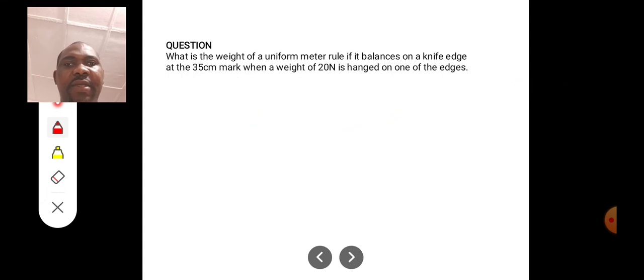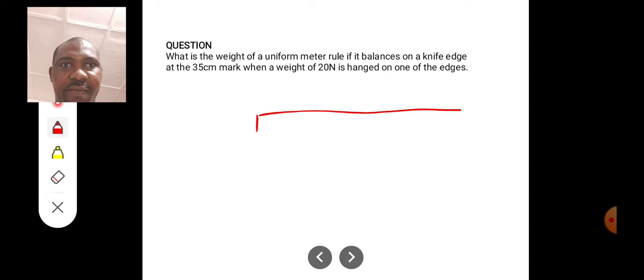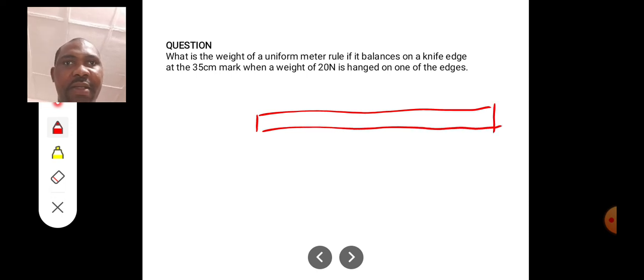Now that is important, okay? Now look at this question. It says, what is the weight of a uniform meter rule? You see the word uniform there. What is the weight of the uniform meter rule if it balances on a knife edge at the 35 cm mark when a weight of 20 newtons is hung on one of the edges? Okay, let's look at this. This rule is a meter rule, so it's calibrated 0 to 100 centimeters.